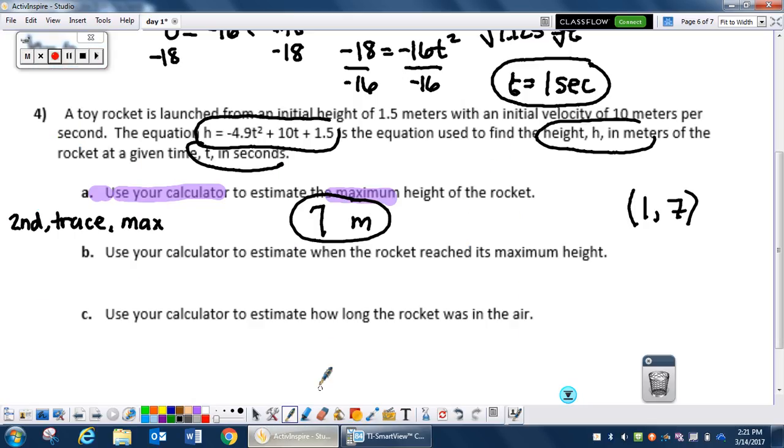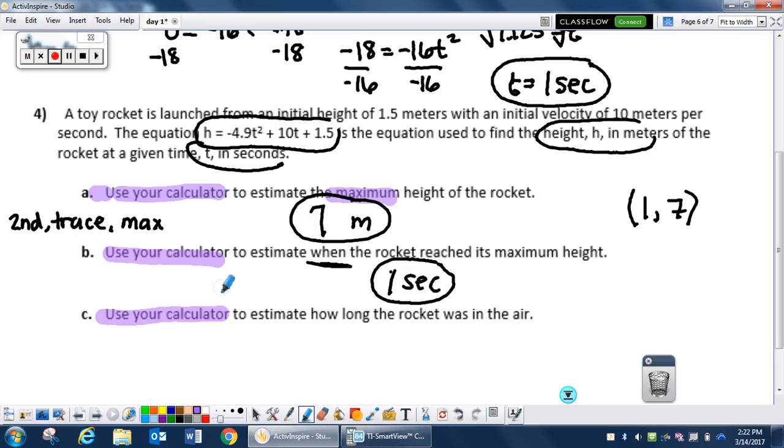The time is the x. Normally time is x in most cases. So when the rocket reached its maximum height, that's going to be about 1 second, because that was the x coordinate of the maximum. Alright, so your big keys here are use your calculator, which means you're finding the maximum. You might have had to find the minimum, whichever one, if the question changes. But using your calculator, that can clue you in. You might need to find the max or the min or the zeros.